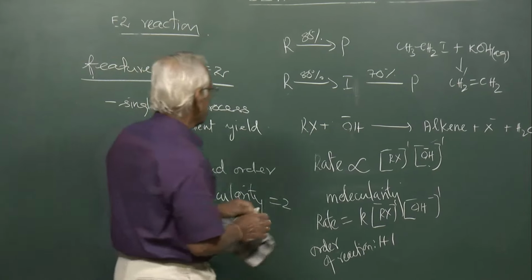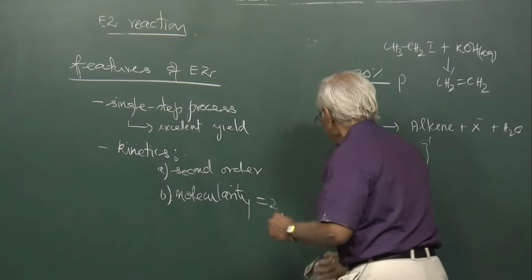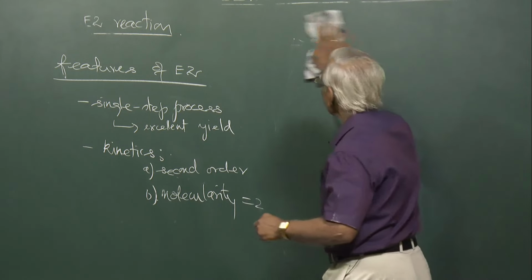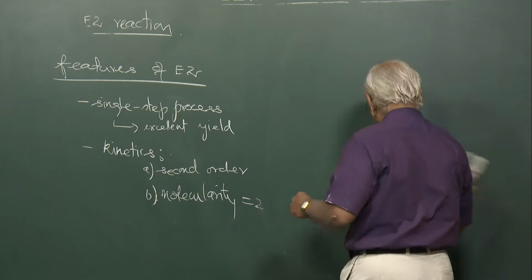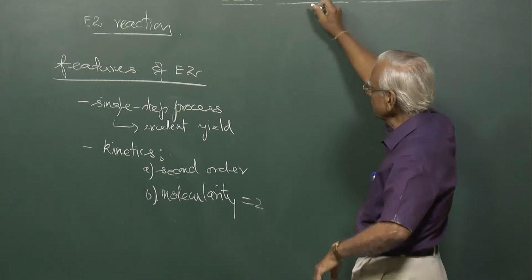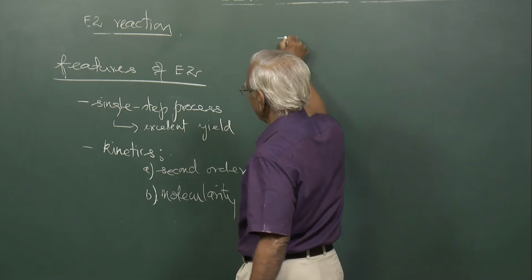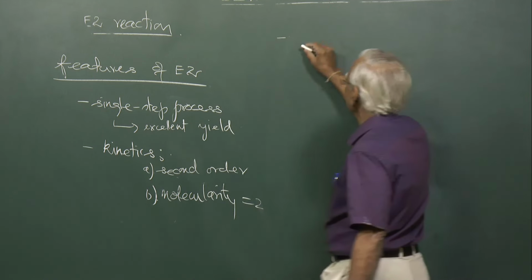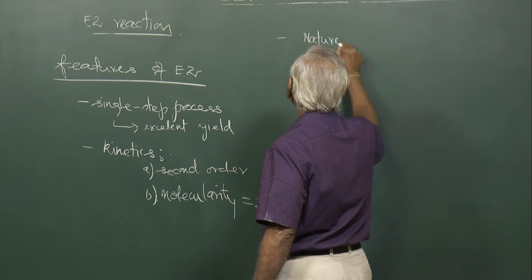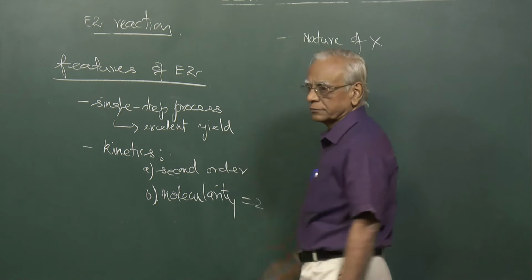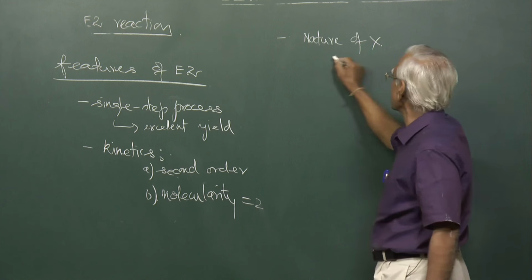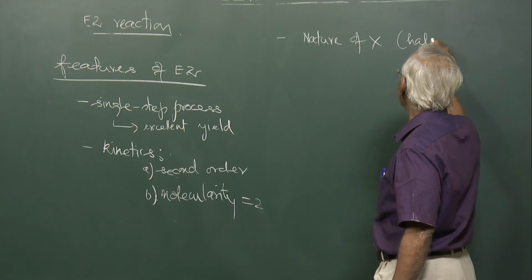Okay. Feature number 3. If any of these points are not understood, please let me know. Feature number 3: nature of X, the leaving group. Nature of X. Let us assume this is going to be a halide, a halogen. X is a halogen.